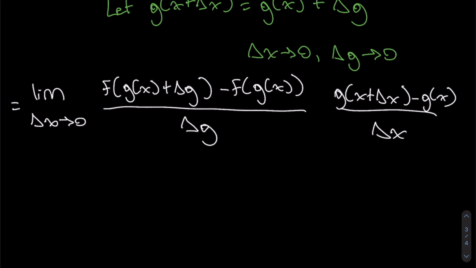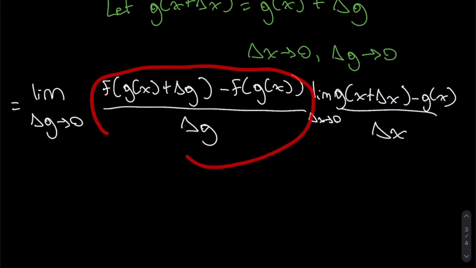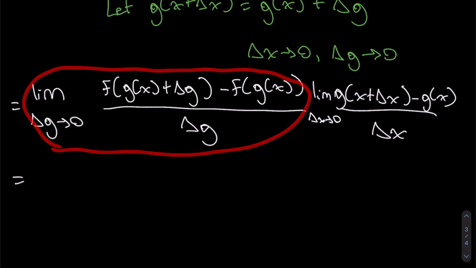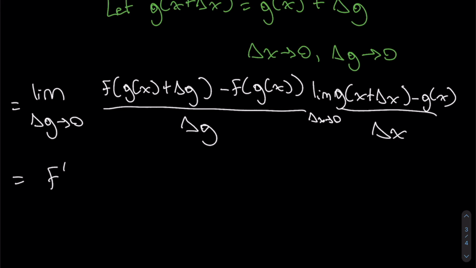Oh wait, sorry, let me make the substitution here too. So I need to go like this, and then over here I'm going to do delta x approaches 0. So I'm bringing the limit inside. With this expression, I'm going to do it with respect to delta g, which is why I made that substitution. And with this, I'm going to still do delta x. So over here, this is the definition of the derivative again, just instead of delta x, we have delta g. So this is the derivative of f with respect to g, and this is the definition of the derivative of g with respect to x. So that's the proof of the chain rule.